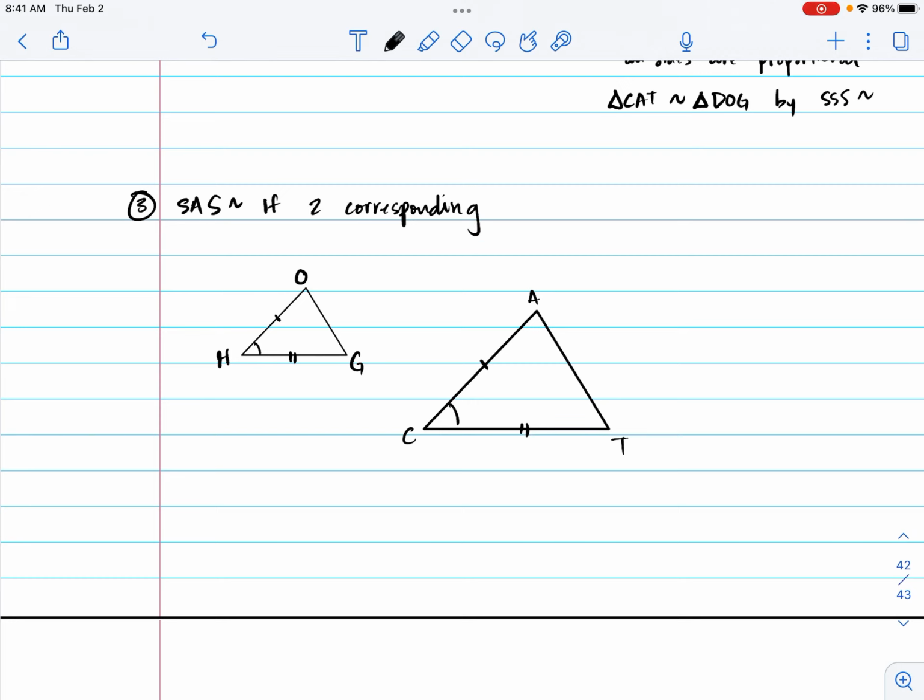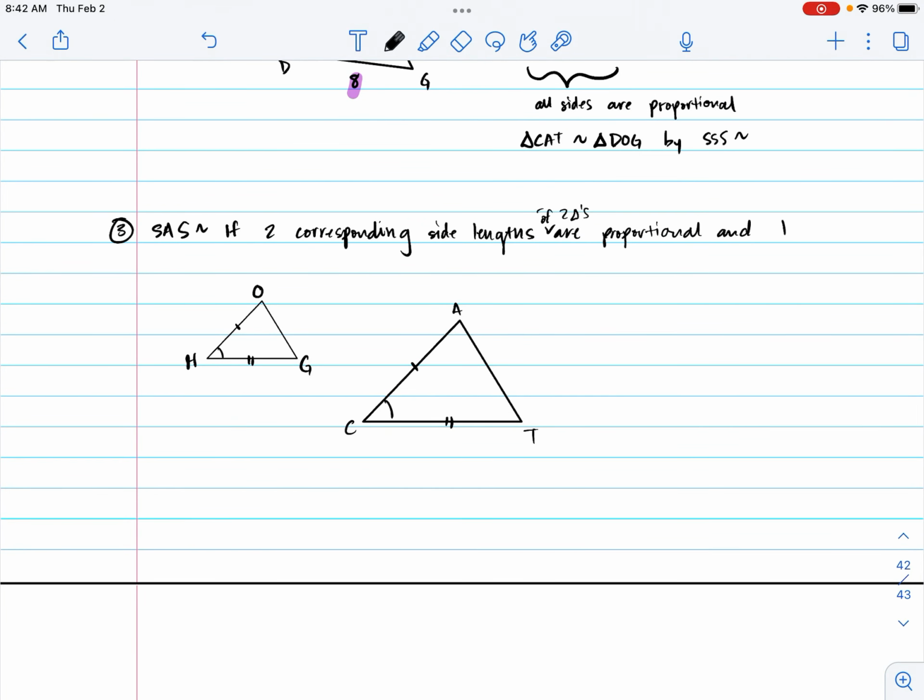notice this is 2, not 3, like in the last example, 2 corresponding side lengths of 2 triangles are proportional, and the shared or included angle, I should say, are congruent, then the triangles are similar.